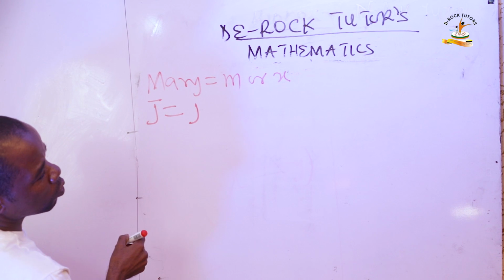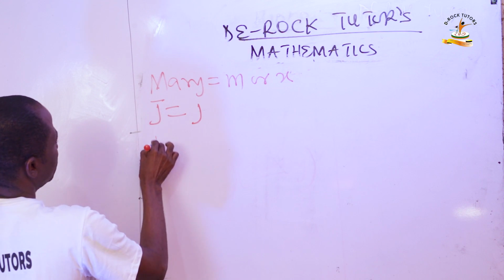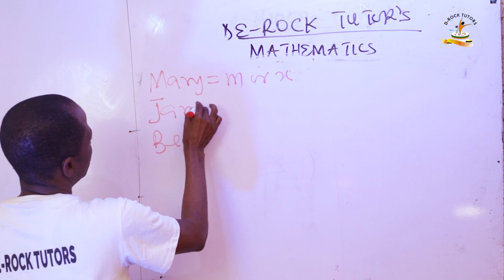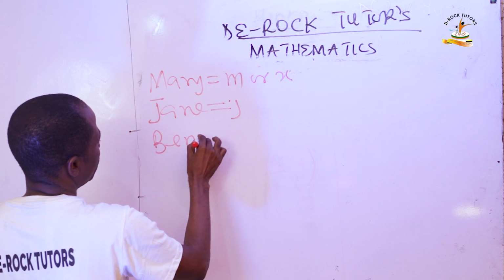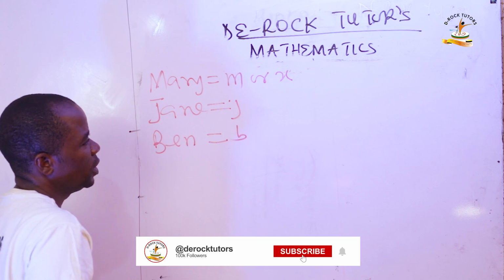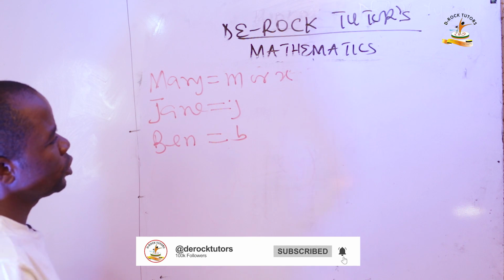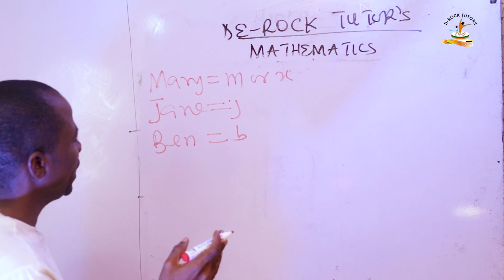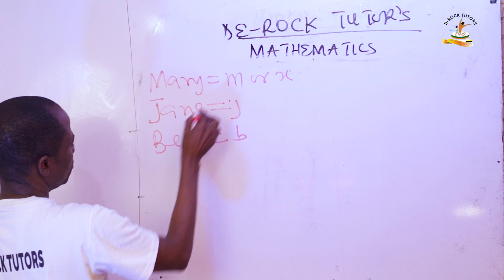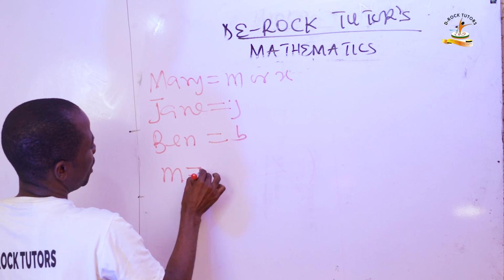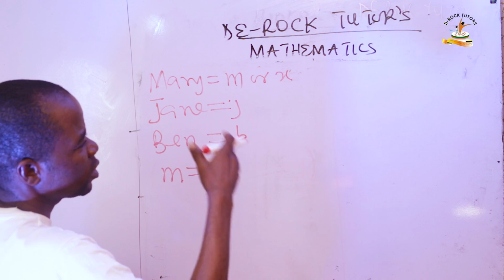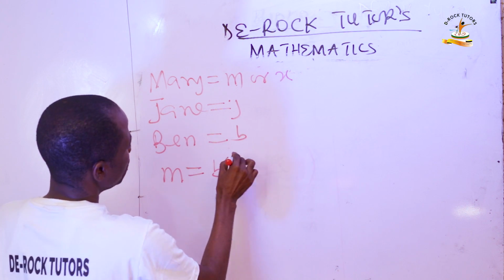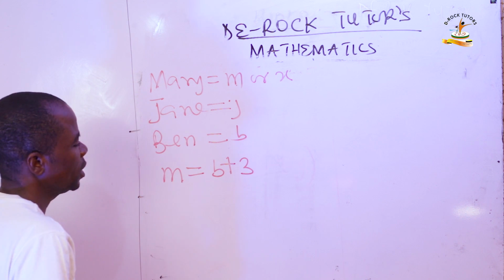And then for Ben, let's make use of B. Now, if we interpret the question, Mary has $3 more than Ben. So which means Mary, which is M, is equal to Ben, that's B, plus $3. That's 3. Let's take note of that.